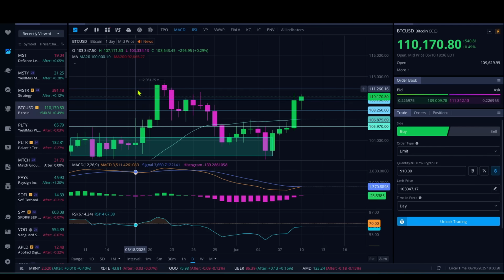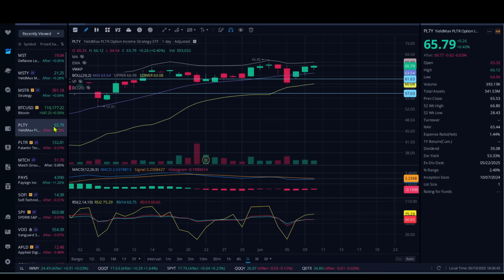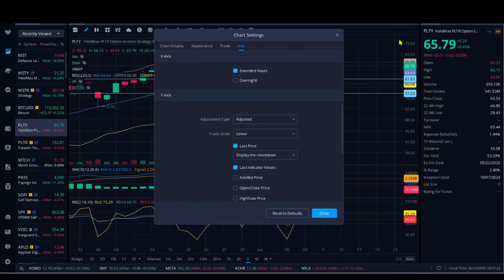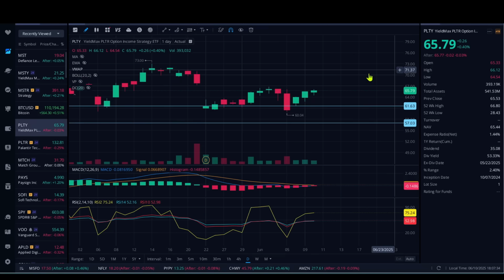But for now, let's just go ahead and check out PLTY. Because yesterday when we were checking out the charts, we saw that it was getting ready to cross. It's really close to crossing. We were moving up on those candles, and I just wanted to follow up on that because now I'm curious myself. But first of all, let's switch this adjusted back to the actual chart just to get an actual movement of those candles. And here we go.